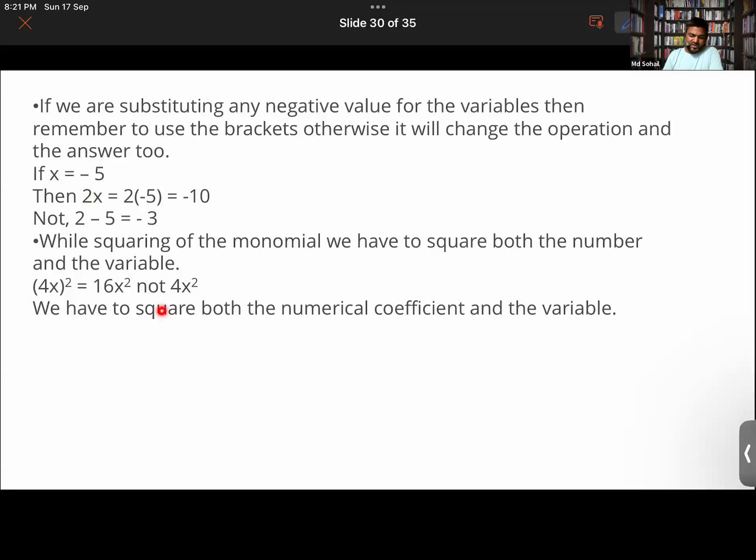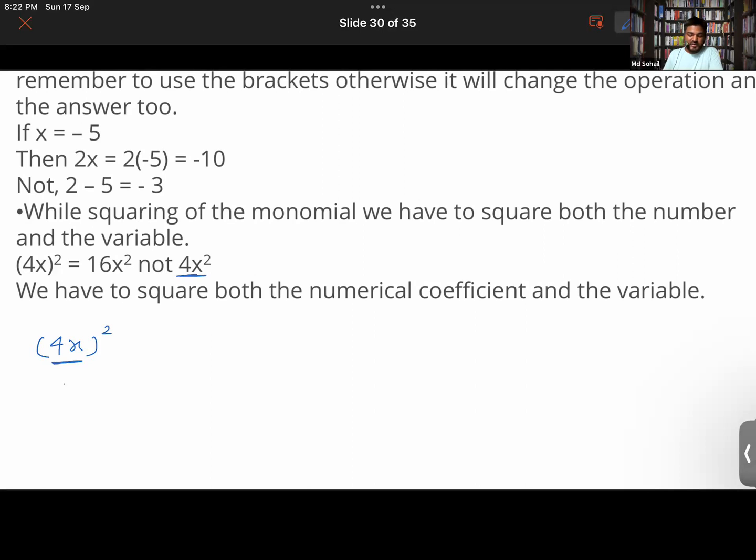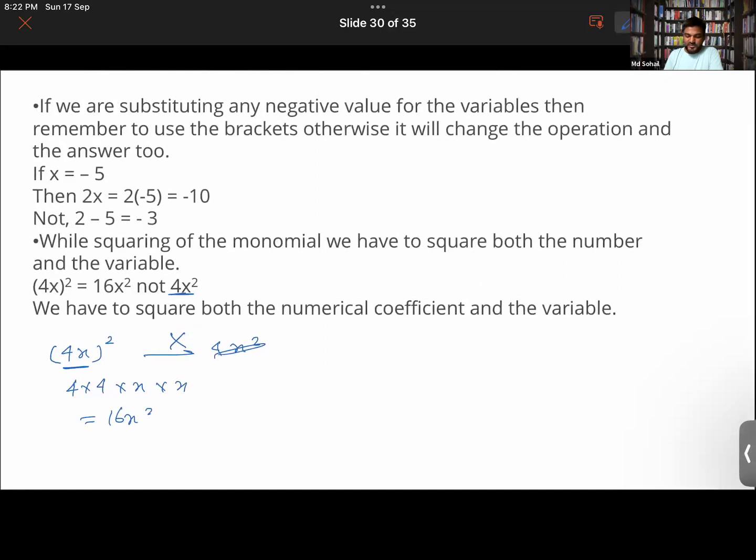Basic things, I know you guys already know these. (4x) square will be 16x square and not 4x square. How can they both be the same here? When it is in the brackets, when you are squaring the whole term, both 4 and x, it will be 4 into 4 into x into x. That is 16x square. It won't be 4x square.